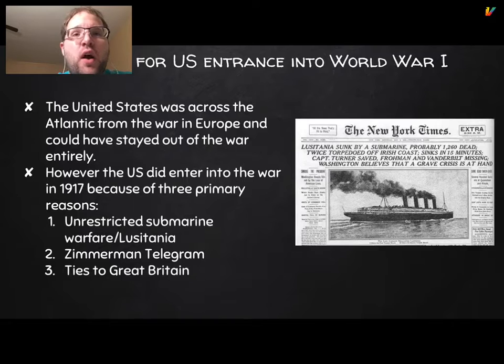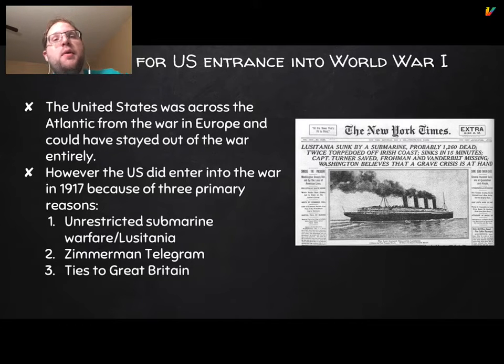Okay, so reasons for the U.S. entering into World War I. We already talked about this. Just know unrestricted submarine warfare, which is talking about the Lusitania and also merchant ships. I did talk about something in class called the Sussex Pledge, and we said that was where the United States tried to avoid the war, and we told the Germans, you have to warn our sailors before you attack our ships. And for a while they were doing that.